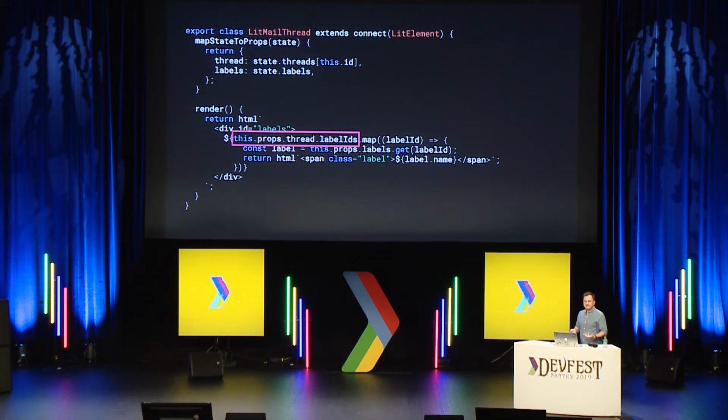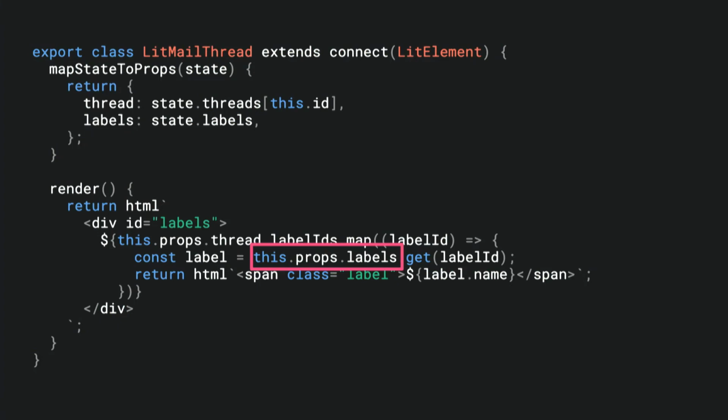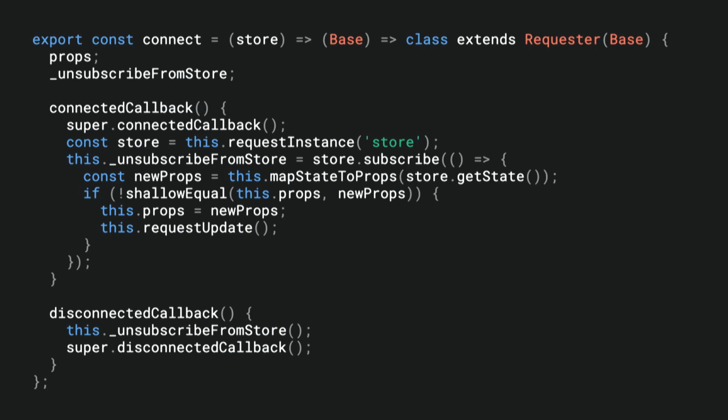And once we do that, we're able to have a very simple synchronous render method here. In this case, we care about our thread, and we care about the labels. And this mixin is just going to put them into one variable called props. So now we can just access this.props.thread synchronously if it's there. And we can also get the labels synchronously if they're there as well. So this is fairly nice to use. Let's look at how we implement this.